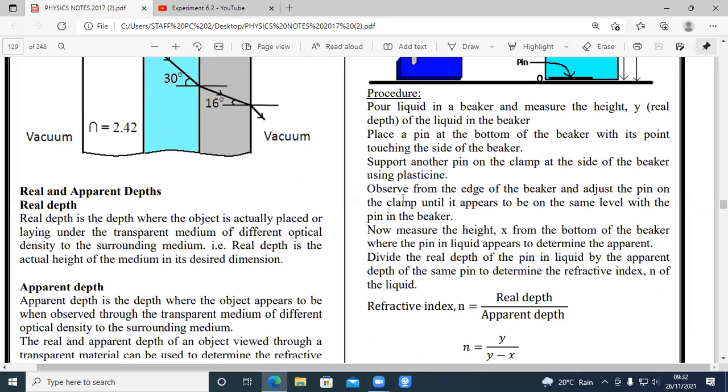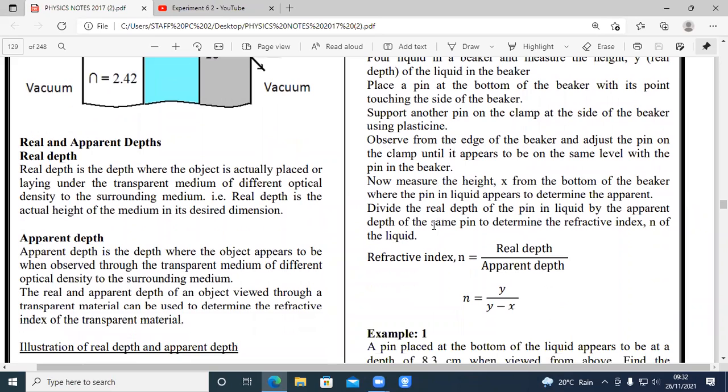So observe from the edge of the beaker and adjust the pin on the clamp until it appears to be on the same level with the pin in the water in the beaker. Now we say no parallax between the two pins, until they are at the same level. Now when they're at the same level, you take measurements. Measure and record the height X.